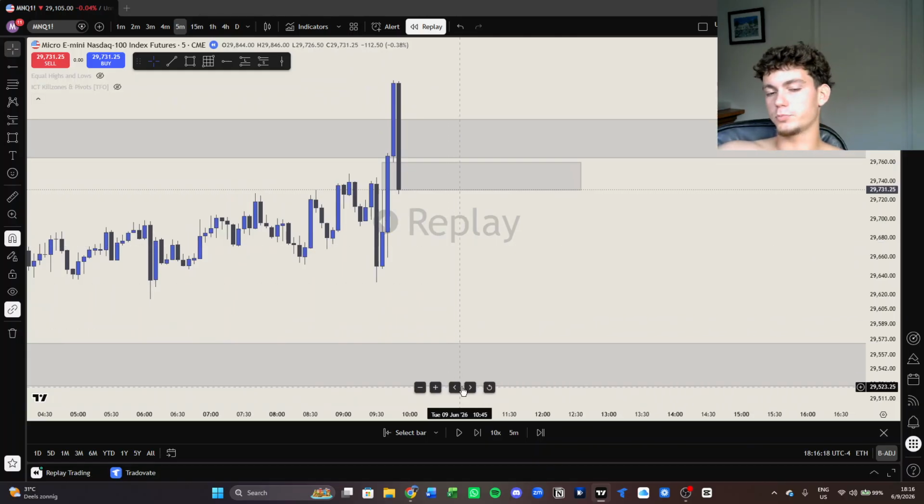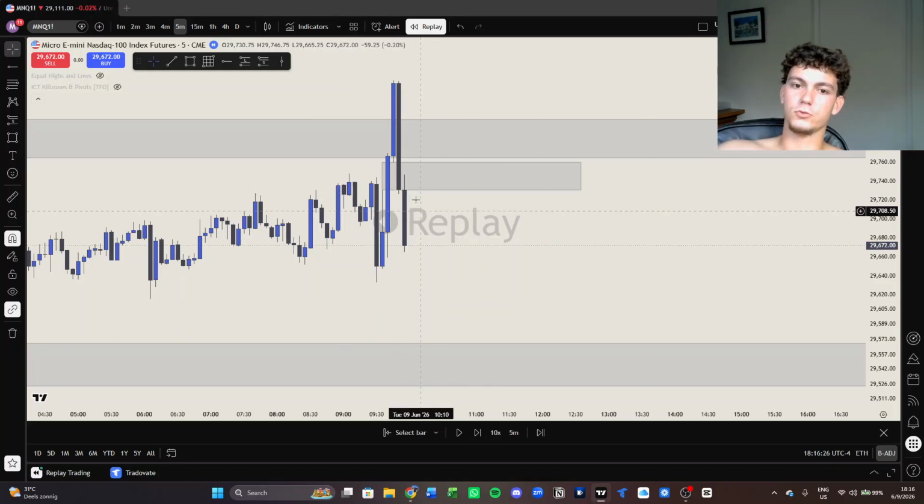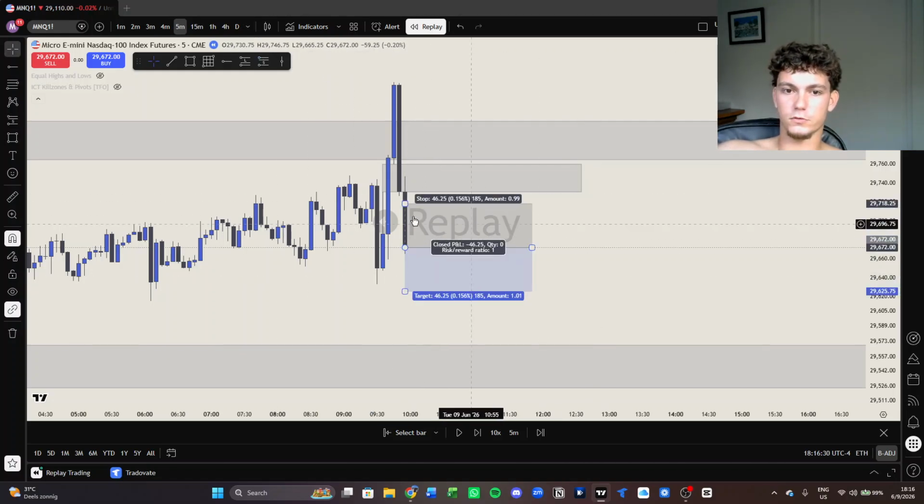At this point in time, I was pretty confident that we were going to go lower because of this displacement, and it's a good closure where we just didn't inverse it. And on the next 5-minute candle, you can see that we clearly inverse this 5-minute gap. So this is where I went short.